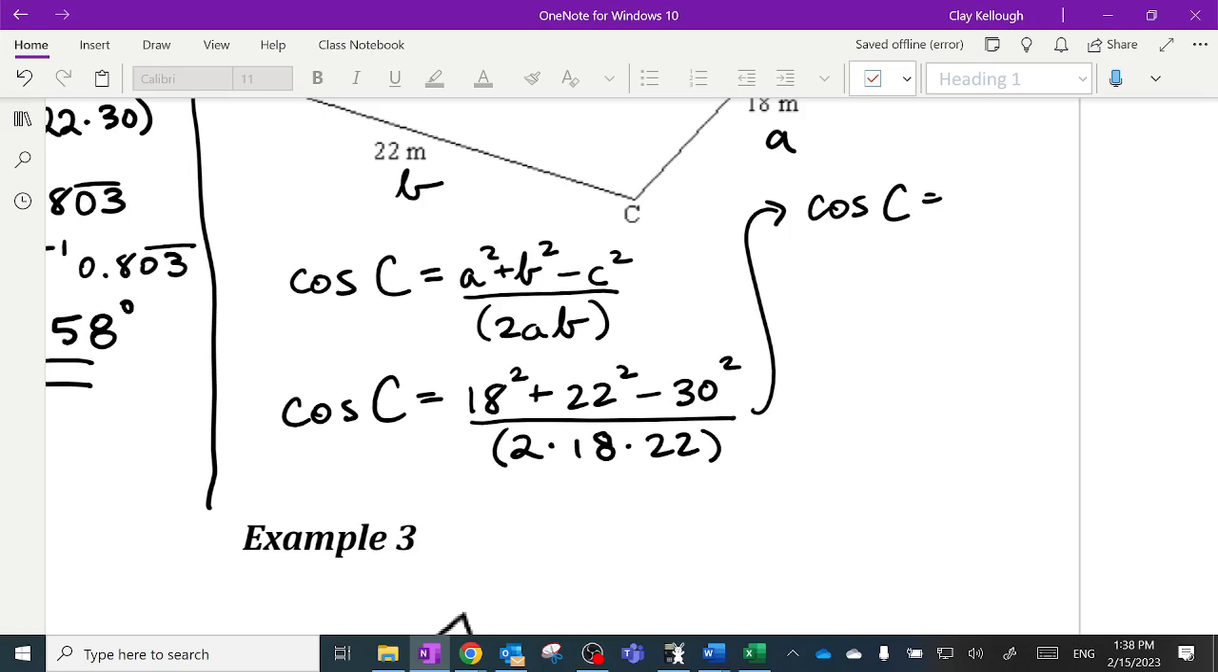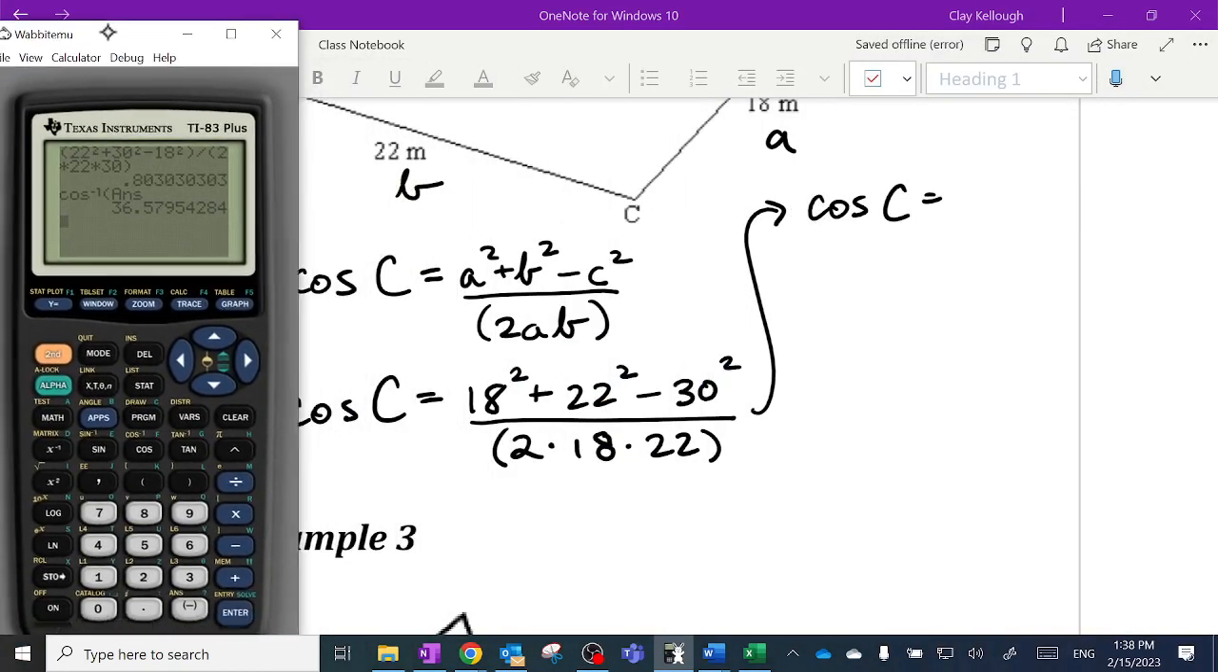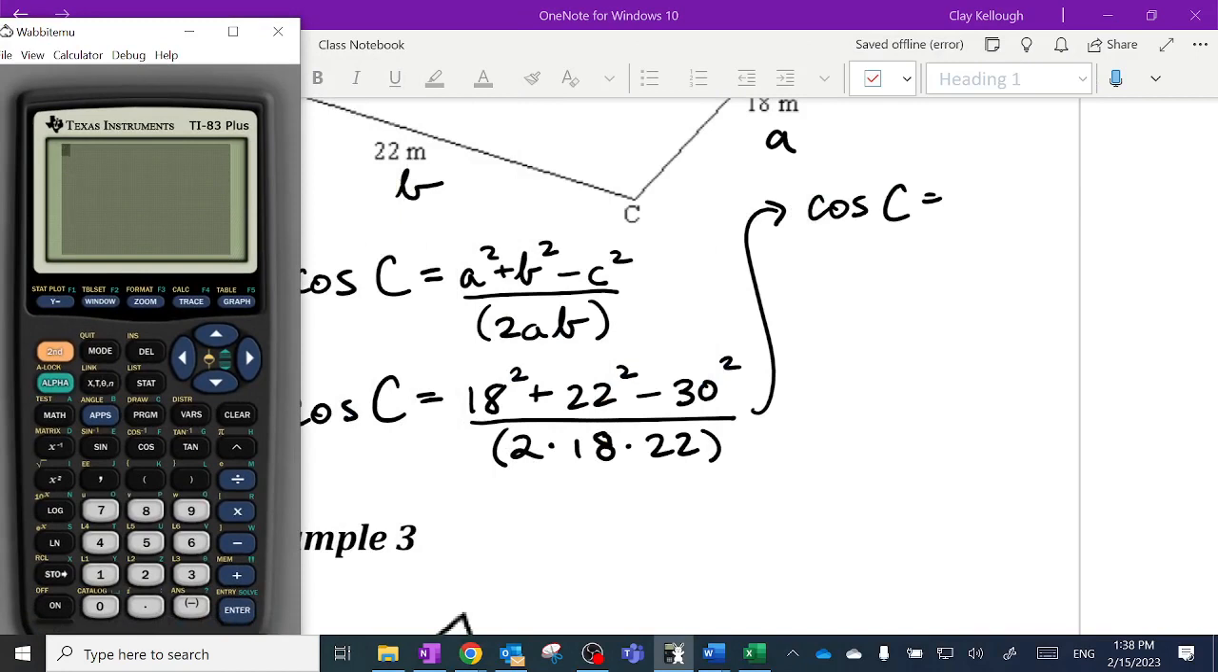This one's interesting. Yeah, I heard an ooh from the crowd. Not the kind of number you were expecting. And very often people go, oh, I must have punched something wrong. Because look what happens. Open a bracket, 18 squared plus 22 squared minus 30 squared, close bracket, divide, open the bottom bracket, 2 times 18 times 22, close the bracket for the bottom. I got a negative. Oh, that looked weird, didn't it?